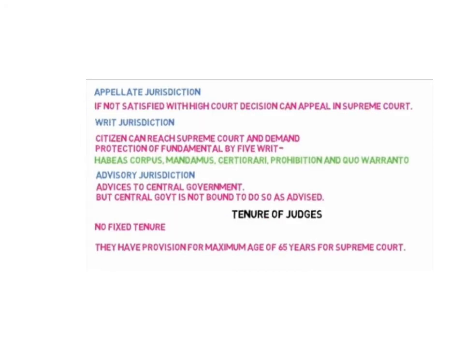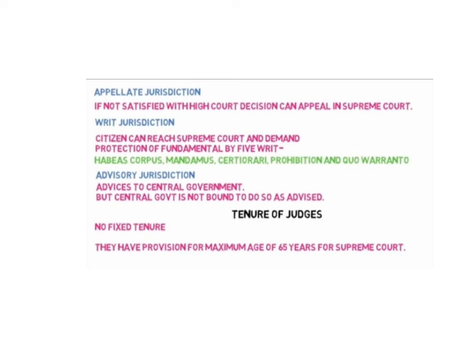Now comes another jurisdiction. This is called appellate jurisdiction. If not satisfied with the High Court decision, one can appeal in the Supreme Court. If in any state there is a case, and a person is not satisfied with the decision of the High Court, he or she can approach the Supreme Court.